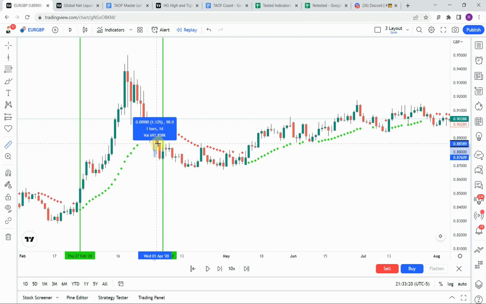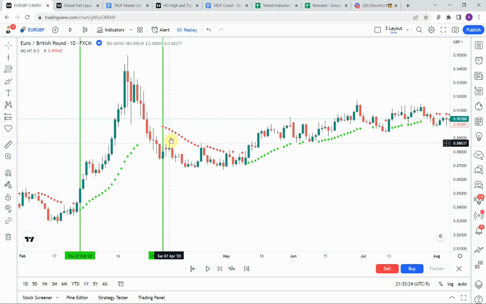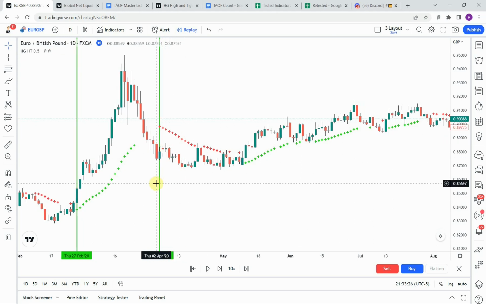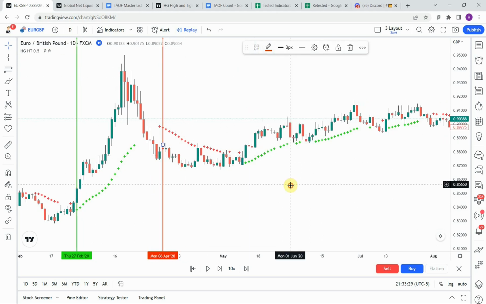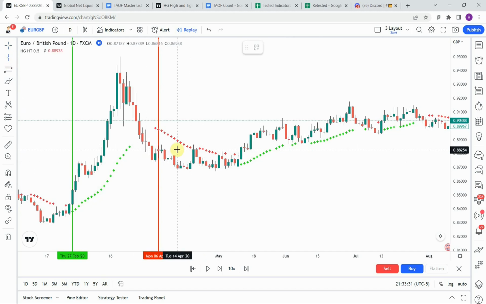Unfortunately, this one does get a pretty heavy pullback almost immediately, about a 100 pip pullback right here, and that is enough to stop us out on this one. But then we follow forward here a little bit more.